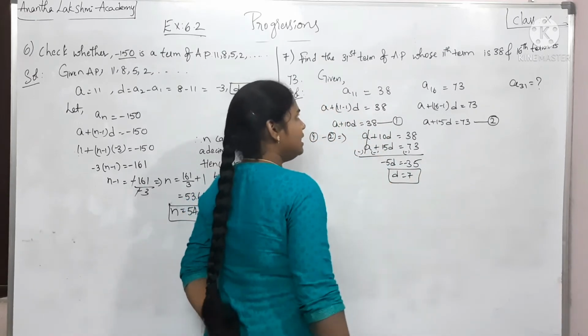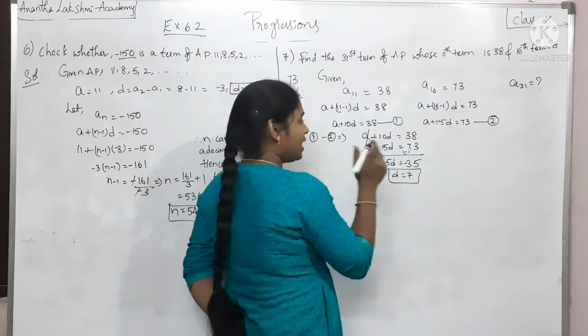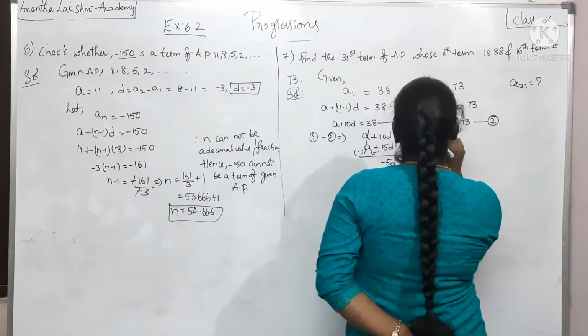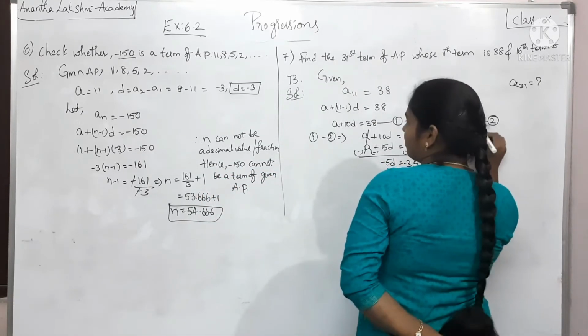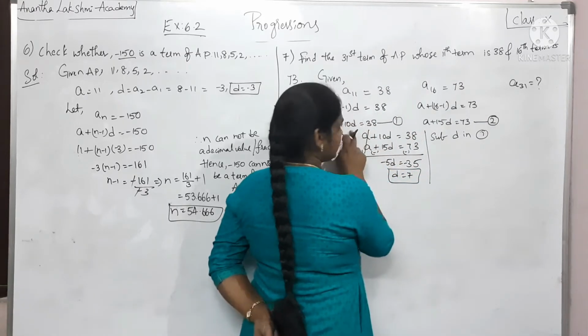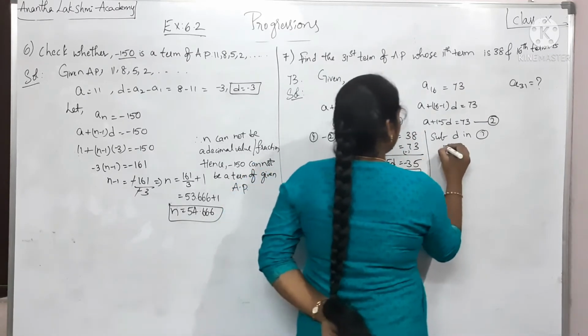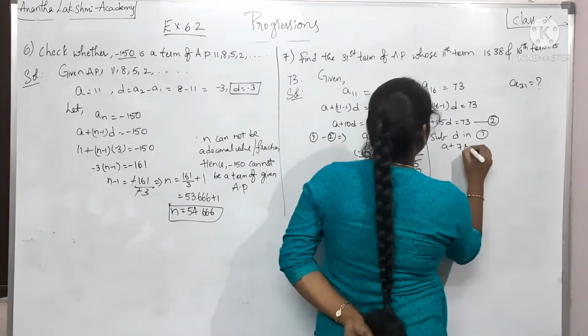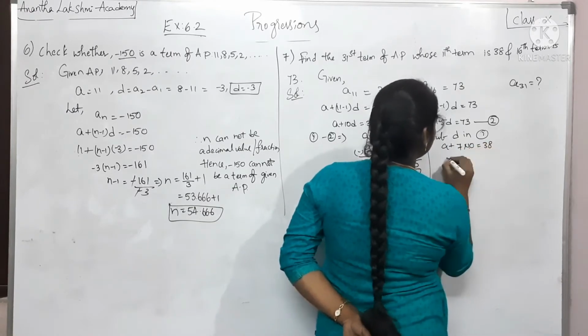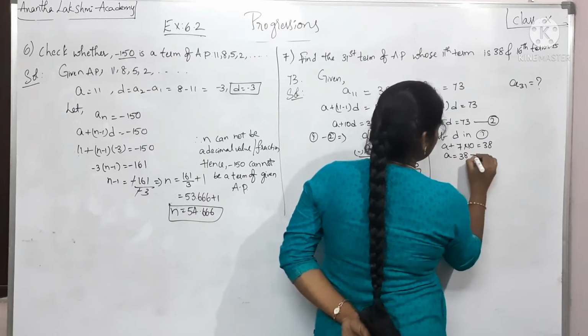Now that I got D, how can I figure out A? Substituting D in either of the equations. So I'm substituting it over here in 1. So A plus 7 into 10 is equal to 38. A is equal to 38 minus 70.